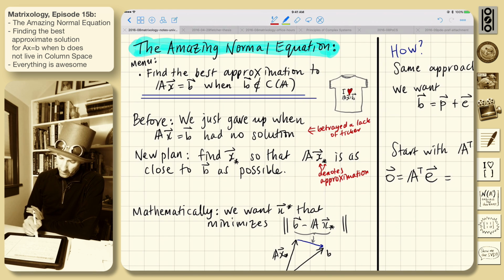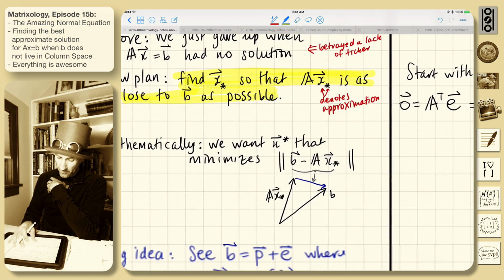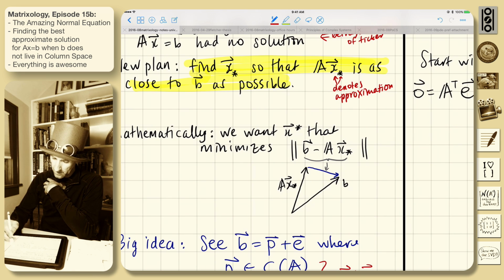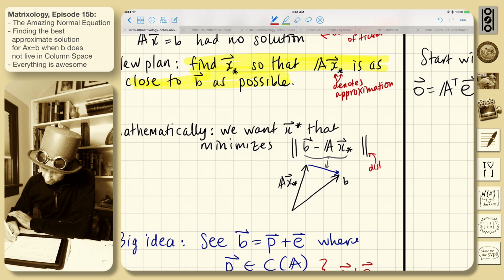So we want to find x star so that A x star is as close to b as possible. Let's highlight that because that is a big deal. This is our plan. Mathematically, what this means is we want the x star that minimizes this difference. The double lines here mean the distance between b and A x star.